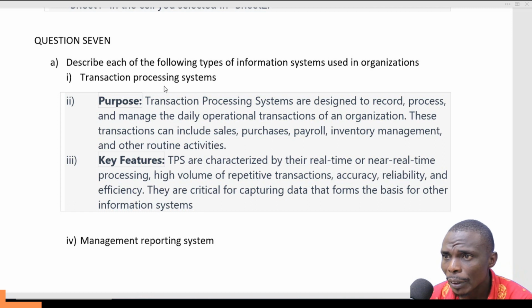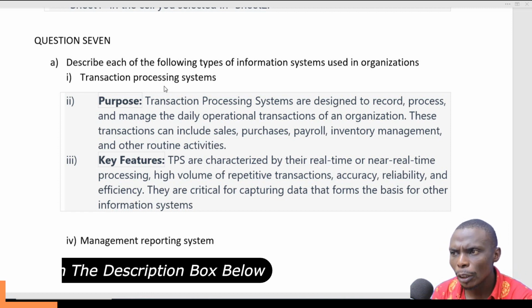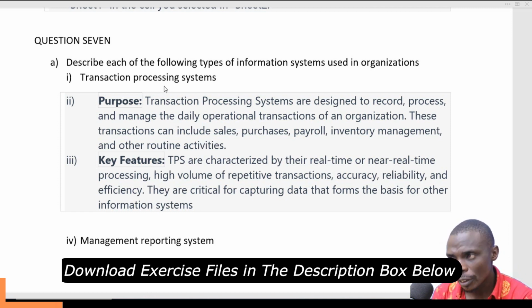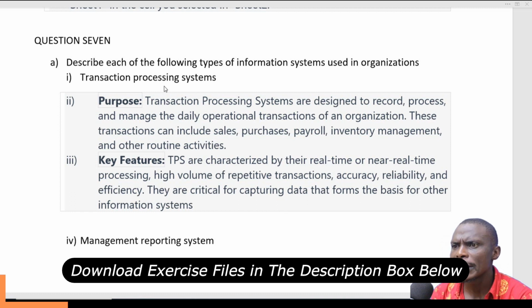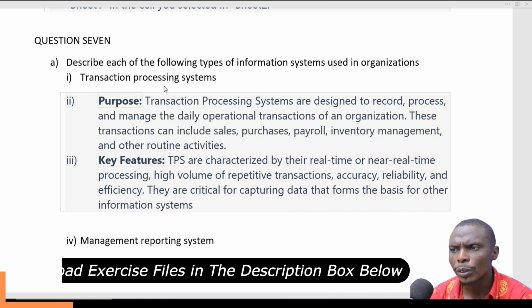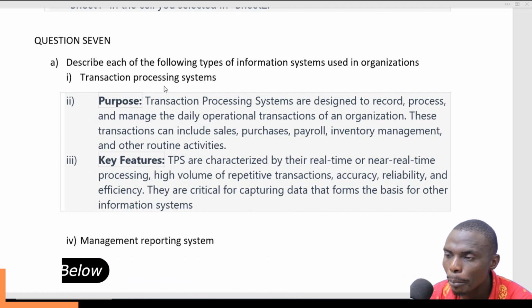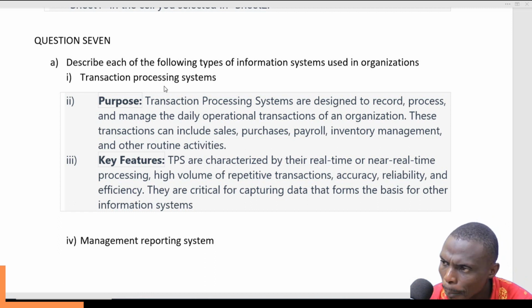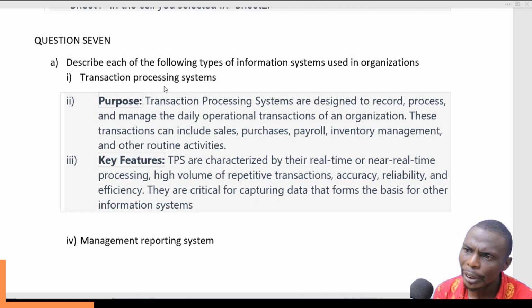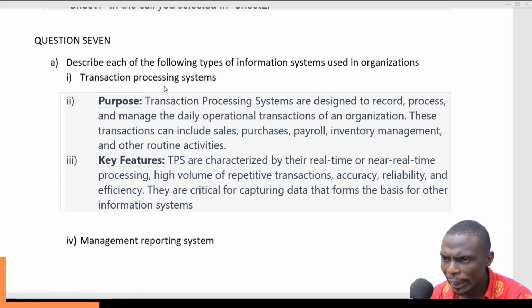So the purpose of a transaction processing system is designed to record, process, and manage the daily operations or transactions of an organization. So these daily operations could include things like, for example, sales that are being done daily. We have daily purchases, we have payroll, we have things like inventory management and other routine activities.